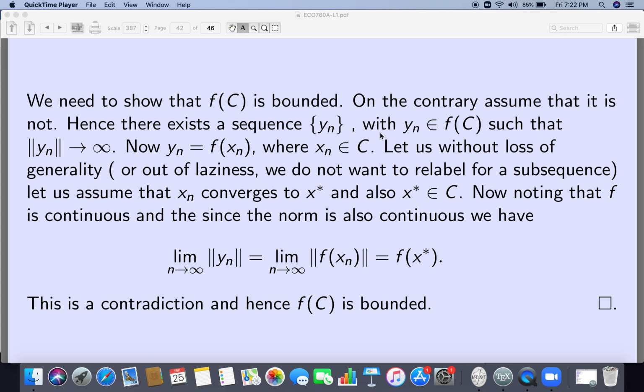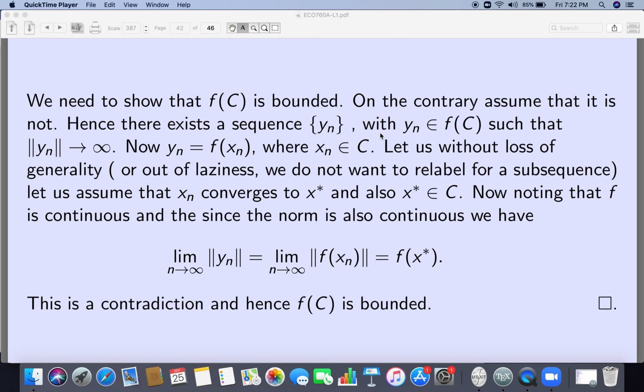Let us assume that it is unbounded. When you are speaking of unboundedness, I can obviously find a sequence yn in Fc such that the norm of yn goes to infinity. So yn is equal to f of xn, xn is in C, and C is closed and bounded. Then again I have to take a subsequence, and the subsequence goes to some x star and all those things. But I will not do that relabeling every time. Without any loss of generality, for this particular setting, we will take xn to be convergent. Actually I am taking a subsequence, but I am not relabeling.